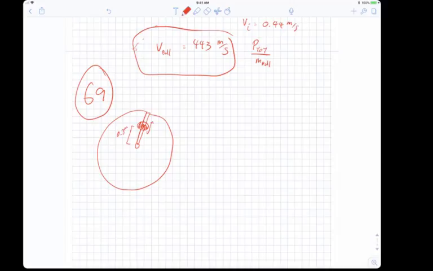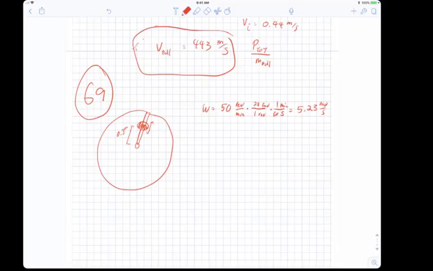Initially, the block is spun at 50 revolutions per minute. So we want it in radians, 2 pi for 1 revolution, and you want it in seconds. 1 minute is 60 seconds. So that's 50 times 2 times pi divided by 60. 5.23 radians per second. Okay.